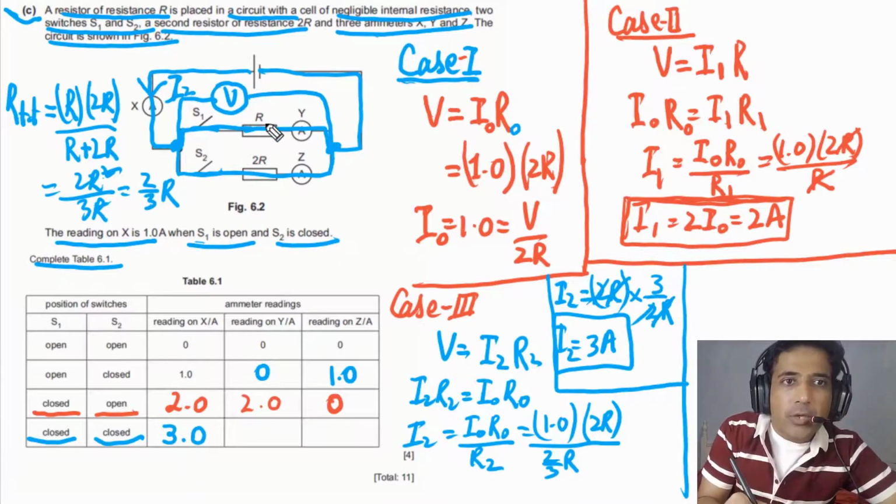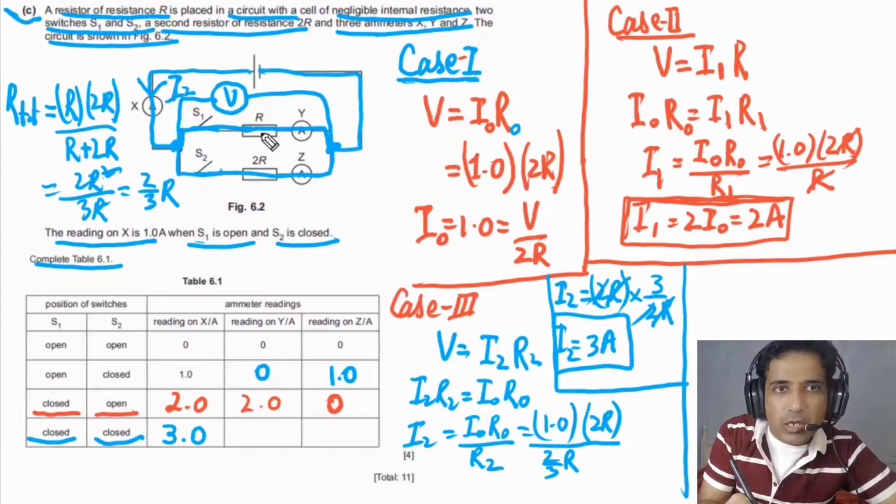Now we need to find out current passing through R and 2R. So simply you can say potential difference across R and 2R has to be the same. This resistance is half, so current passing through this one has to be double, and current passing through this one has to be half.